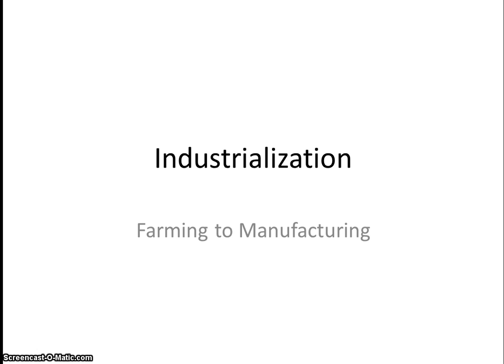So, as you can see on the screen, industrialization has to do with farming and manufacturing. Manufacturing means making things in factories. We're going to take a look at some key ideas, and then we're going to watch a short video. After that, it'll be up to you to complete the assignment, and if you have any questions, definitely give me a call.